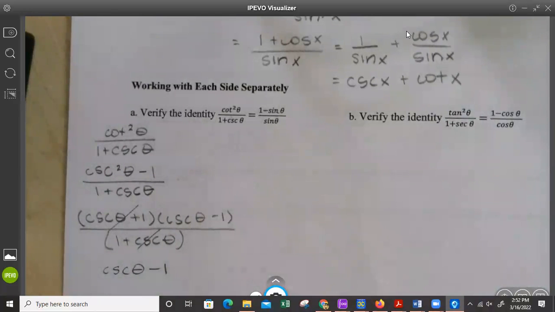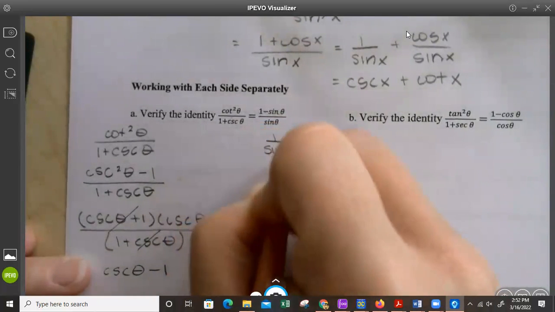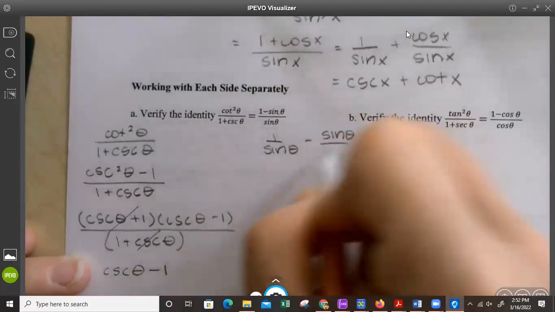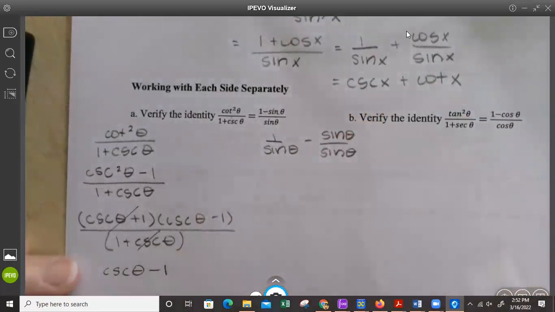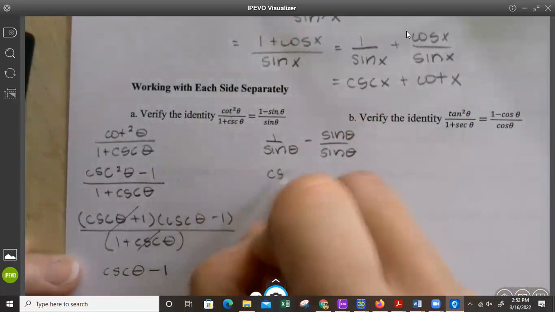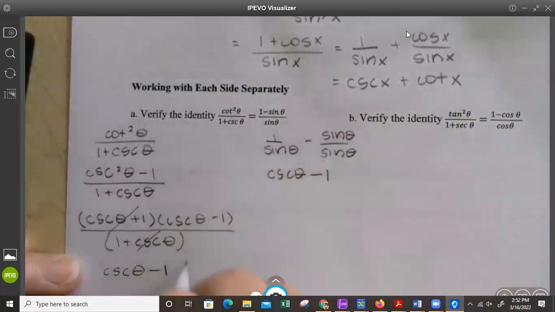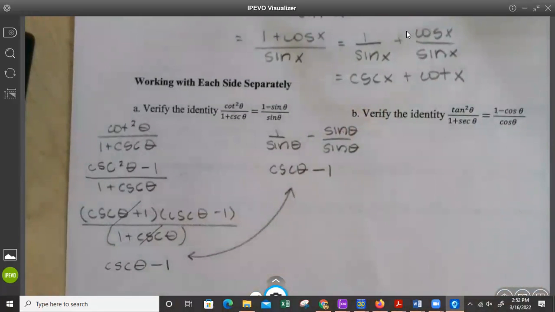I can't hear over all the coughing. Split it up into what? 1 over sine theta minus sine theta over sine theta. What is 1 over sine? Cosecant. What is sine over sine? Look at these two. So make them look the same. One more.